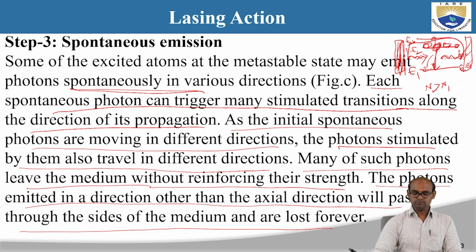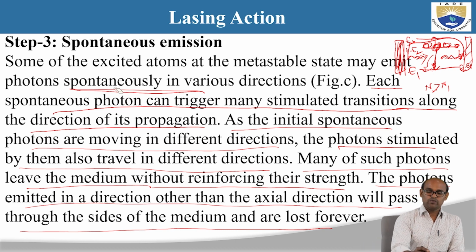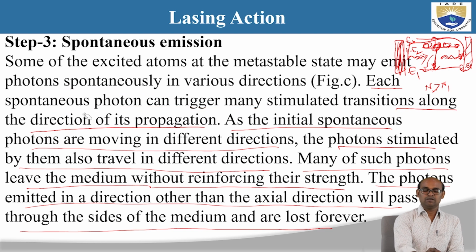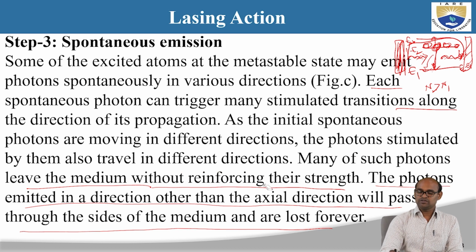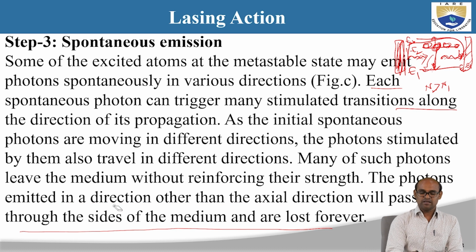If the photons are emitted in different directions other than the axial direction, they are lost. So we understood that first is pumping, where we supply energy to the system. When you supply the energy, the atoms will go to the normal excited state, and then they can decay to the metastable state. Then you will achieve the population inversion condition.